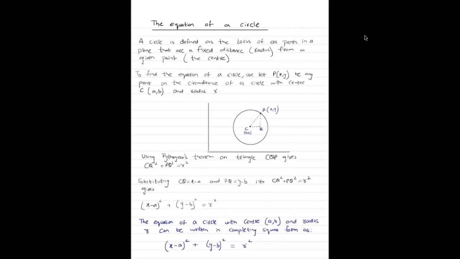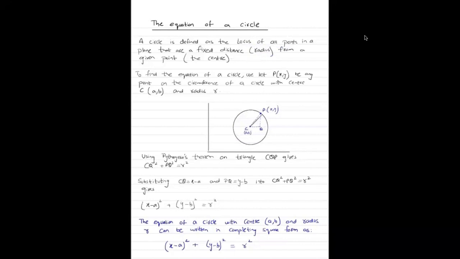A circle is defined as the locus of all the points in a plane that are a fixed distance, the radius, from a given point. So for example, there's a point P. This point P can be anywhere on this circumference such that its distance from the center of the circle is going to be the same. It can be anywhere.